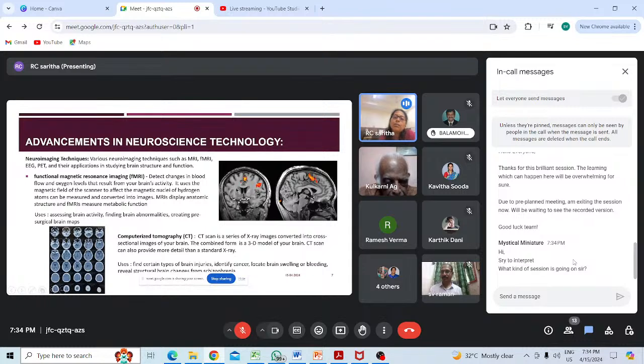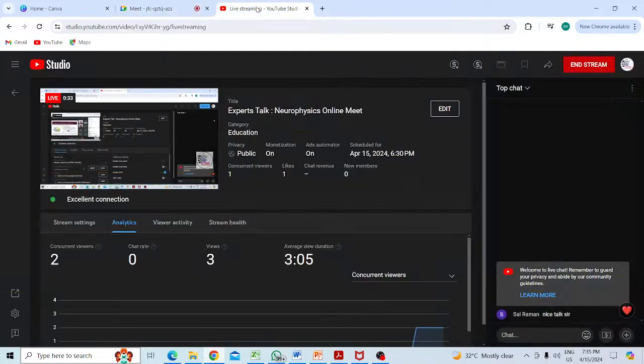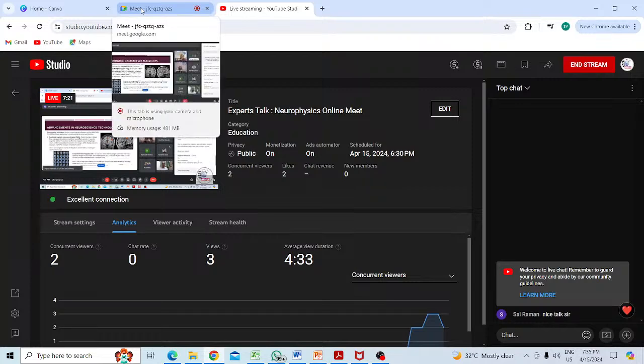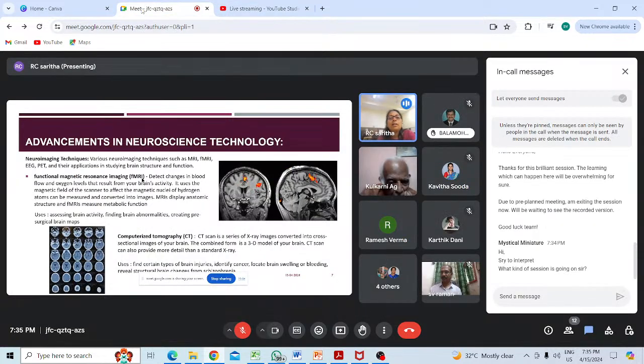So in order to analyze the metabolic functions of the brain, we use functional magnetic resonance imaging, which we call fMRI. What it does is detect the changes in blood flow and oxygen levels, showing how the brain activity is performing. By knowing the oxygen levels in the blood flow, people can identify the activity of the brain. They use a magnetic field to affect the magnetic nuclei of hydrogen atoms, which is measured and converted into images. The image form is what you are seeing on the right side here, and this will assess brain activity, find brain abnormalities, and also create pre-surgical brain maps.